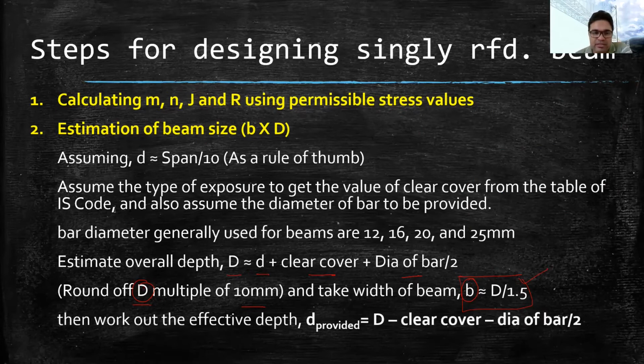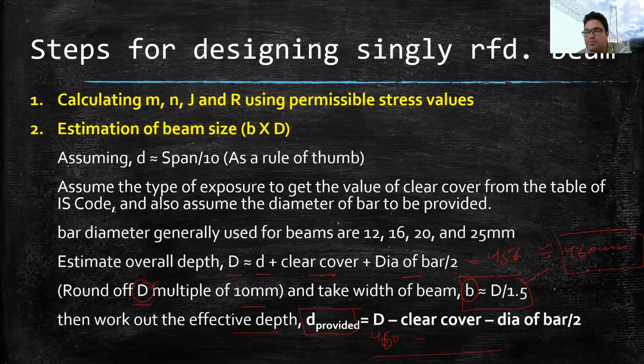And once we calculate the d value after rounding off, then we calculate the effective depth provided. For example, if from this relation it is 456, what we have done is round off this value to 460 mm. Now, once we calculate the value of overall depth, small d provided is calculated from this relationship: D, say for example 460, minus clear cover, minus dia of the bar by 2. From this relation, we calculate how much d we are providing.